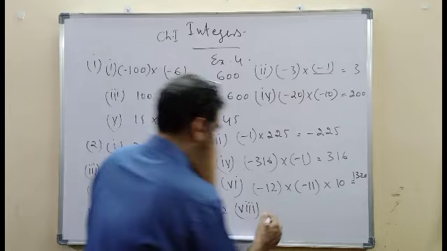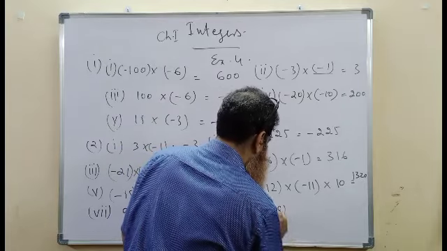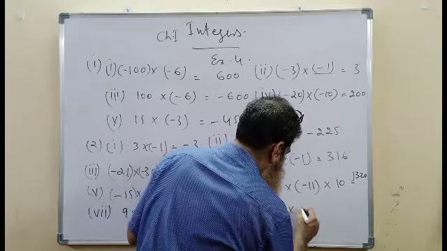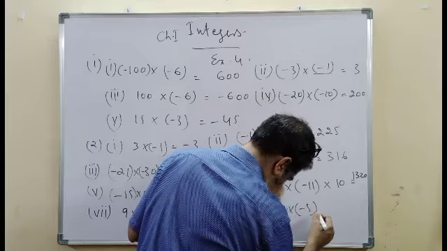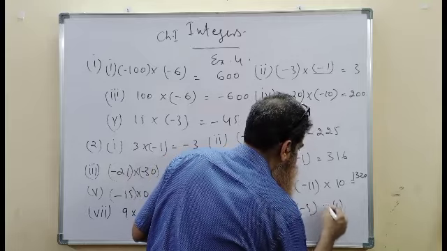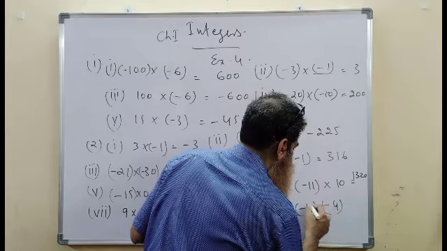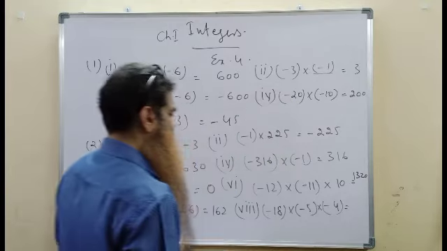Eighth one, minus 18 into minus 5 into minus 4. We have here three negative integers. The result will be a negative integer.